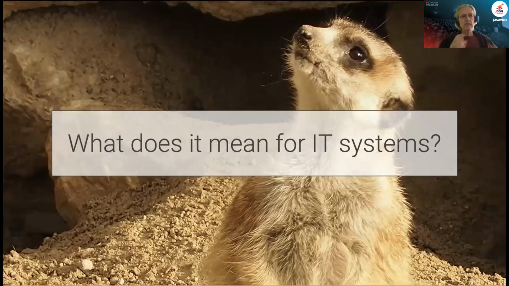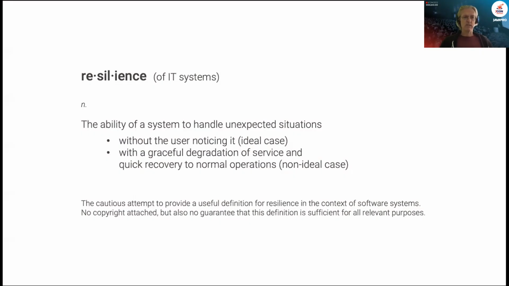And so I try to translate that quite simplistically to IT systems. The definition that I came up with, so quite a simple definition, is: resilience for IT systems means the ability of a system to handle unexpected situations without the user noticing it, in the best case, or with a graceful degradation of service and a quick recovery to normal operations mode if it doesn't work so well. We could debate this definition for hours, and that's okay, but it's a good starting point.